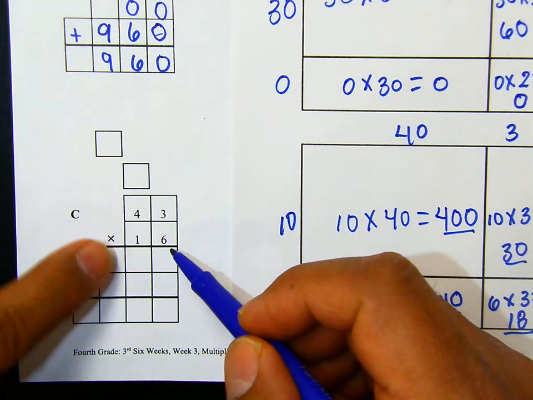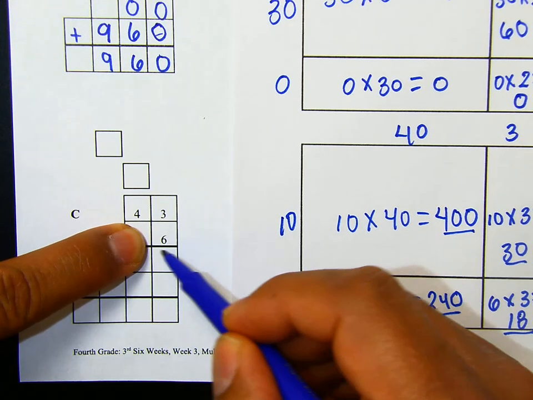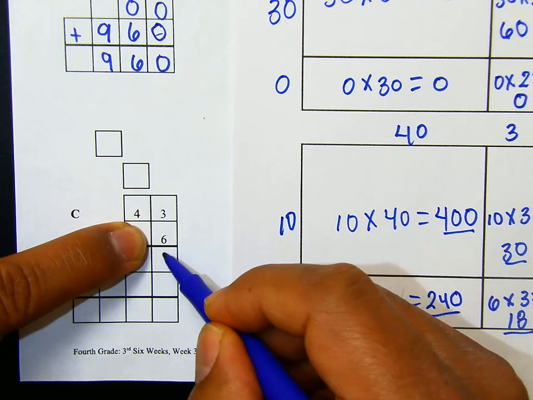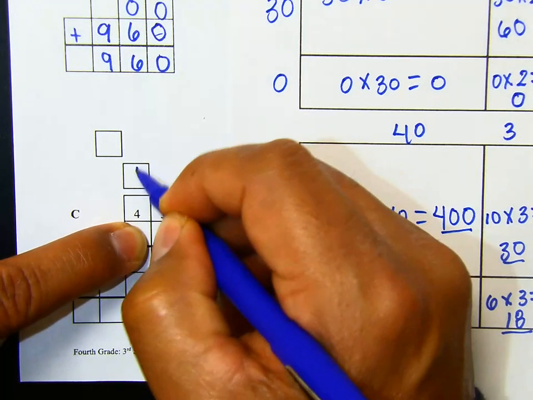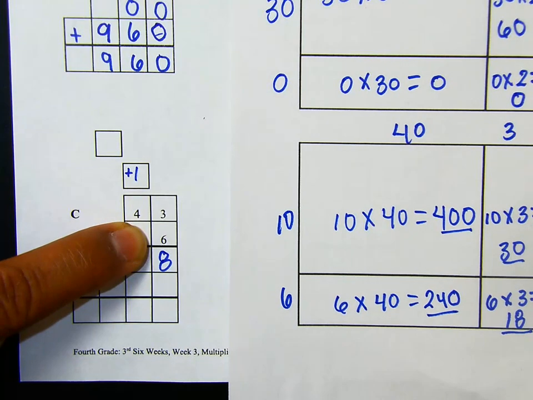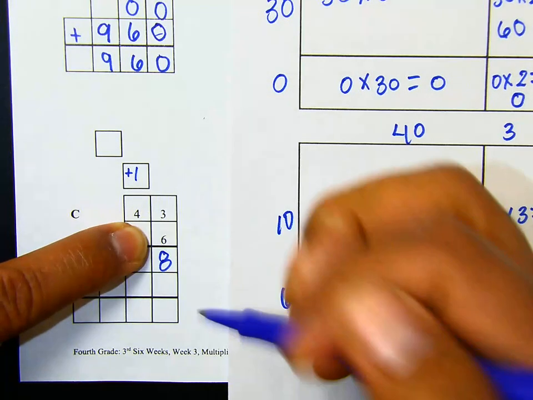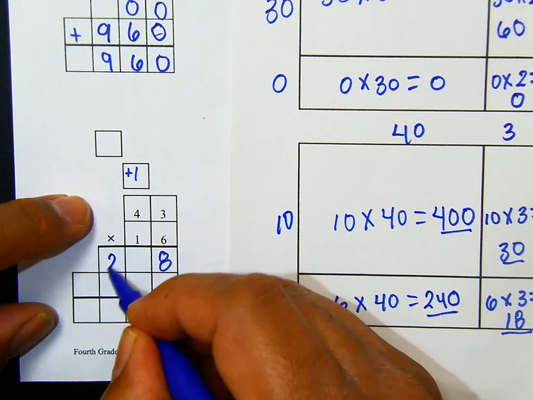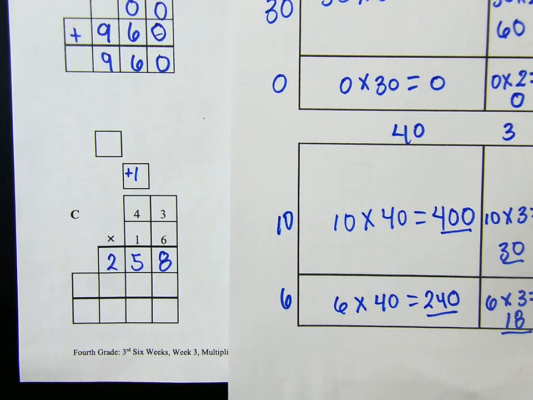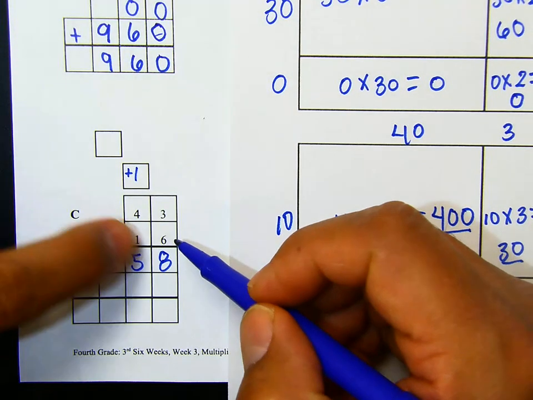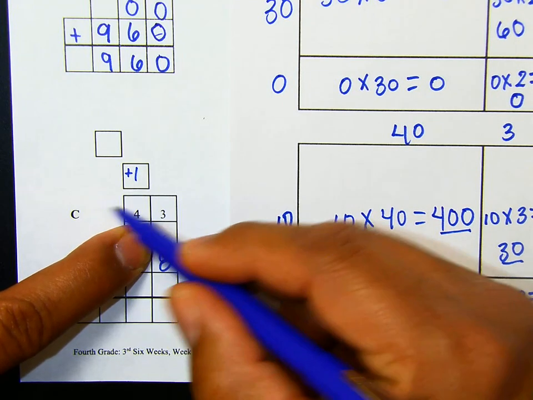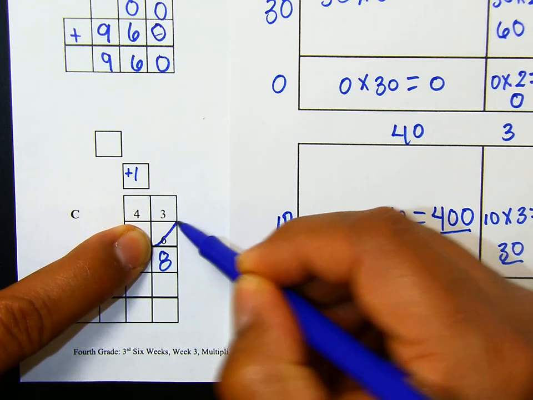So again, I'm going to cover this one. I'm going to start with the ones place. Now 6 times 3, that's 18. So I put 8, regroup the 1 to the tens place. Now 6 times 4, 6, 12, 18, 24, plus 1 more is 25. So we bring that 25 down here. Now, do I have another number up here to multiply times that 6 anymore? There's no other number, so we're done with that 6.